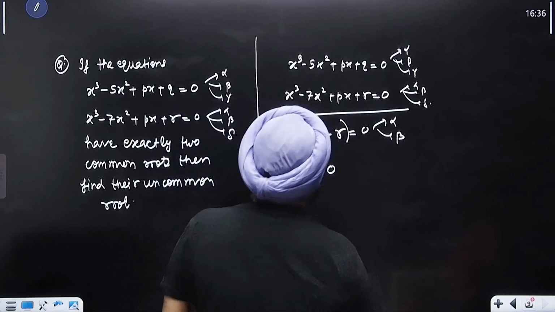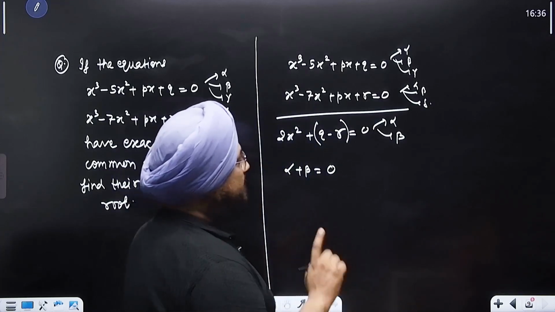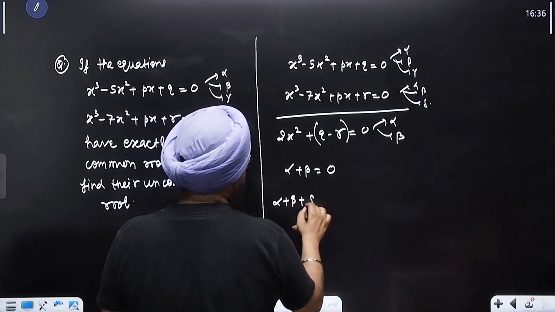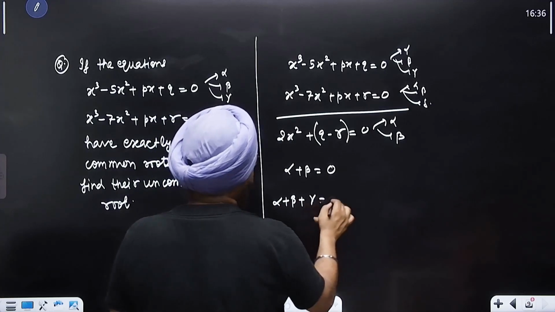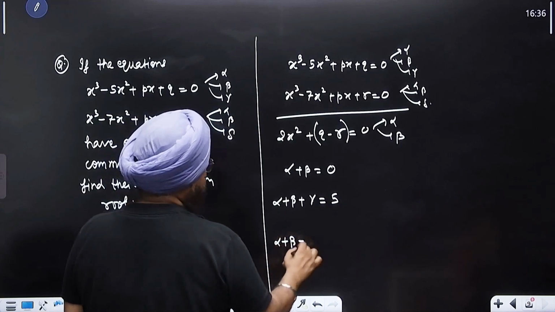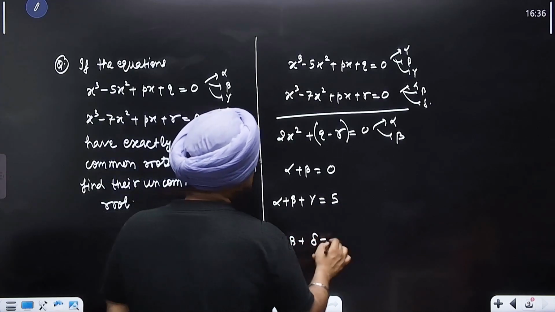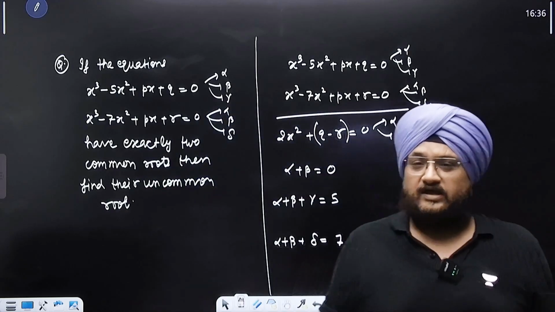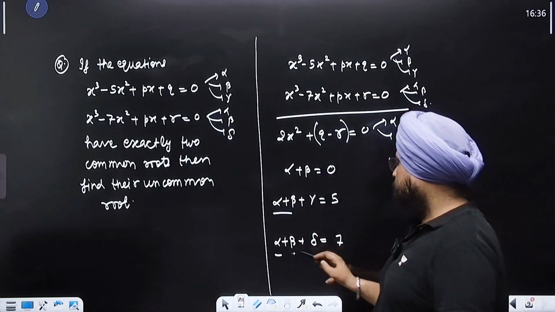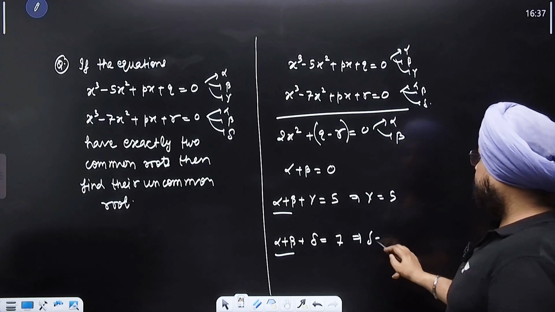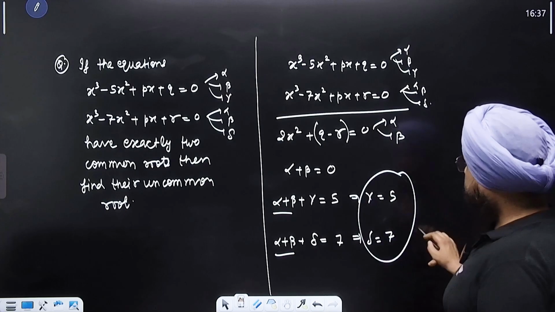Now using the relation between coefficients and roots, the sum of roots of the first equation, alpha plus beta plus gamma, is 5, and the sum of roots of the second equation, alpha plus beta plus delta, is 7. Now alpha plus beta is 0. So the uncommon roots gamma and delta are 5 and 7.